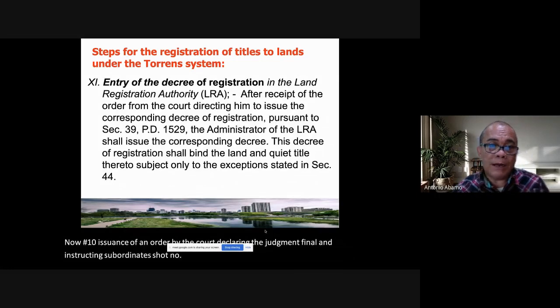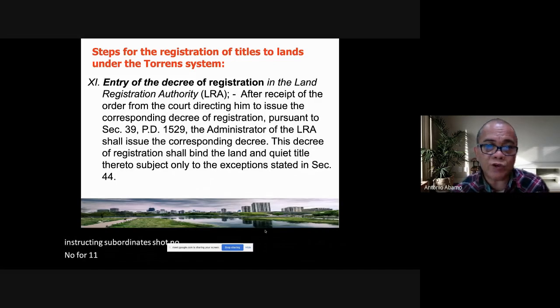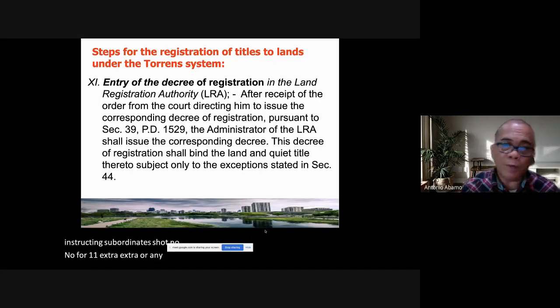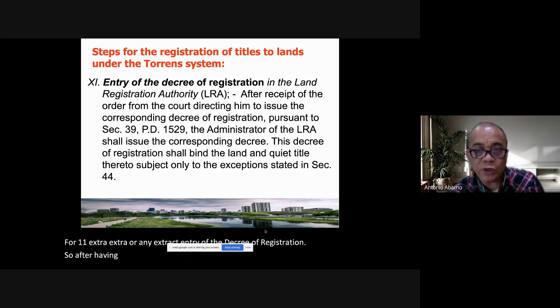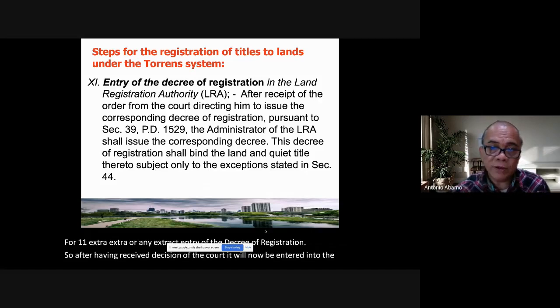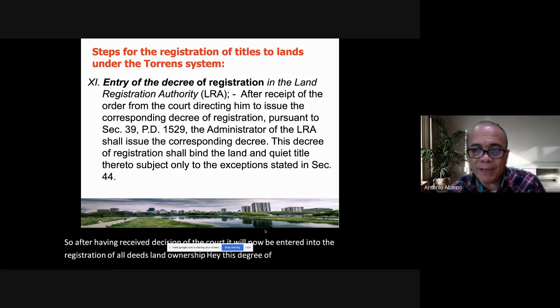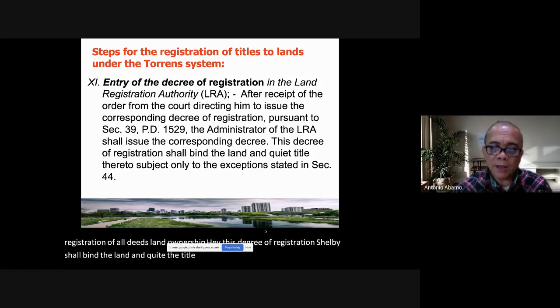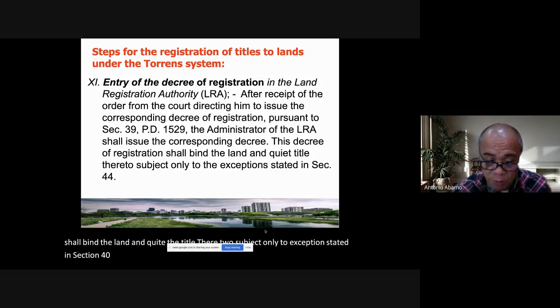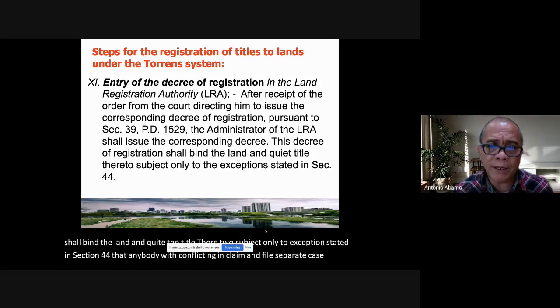Now, number 11, entry of the decree of registration. After having received the decision of the court, it will now be entered into the registration of all deeds of land ownership. Okay, this decree of registration shall bind the land and quiet the title thereto, subject only to exceptions stated in section 44, that anybody with a conflicting claim can file a separate case in an ordinary court.